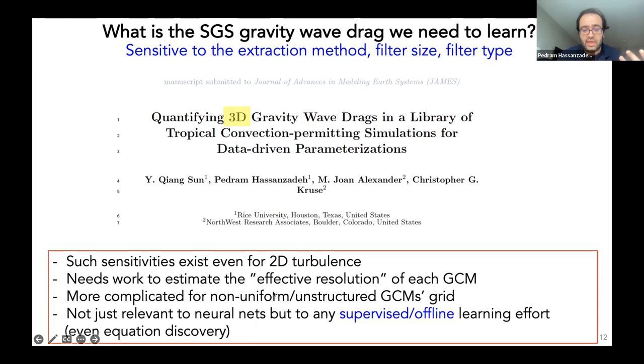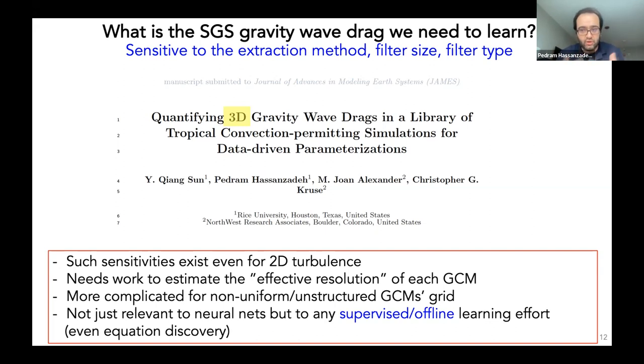Another important issue here is what is the effective resolution of the climate model? The effective resolution of a model is not just the grid spacing, but the details of the numerics and how much numerical dissipation you have is actually something important. This becomes a more complicated problem when you are looking at a non-uniform grid, unstructured grid. There are complications in filtering and coarse graining arising from that. And again, this is not just something relevant only for neural networks. Anytime you try to do supervised learning, offline learning, and you need to show the method what is the truth, you have these problems.